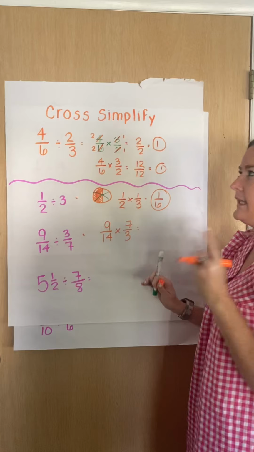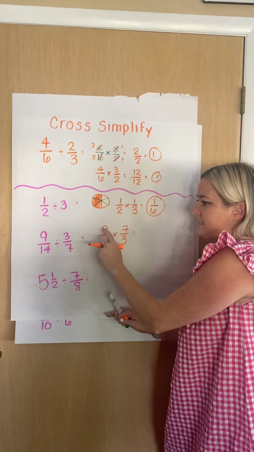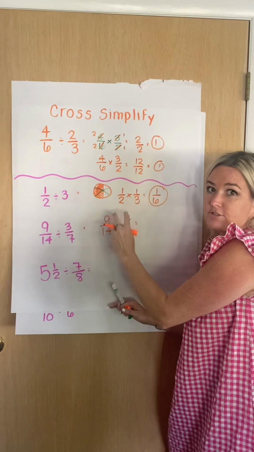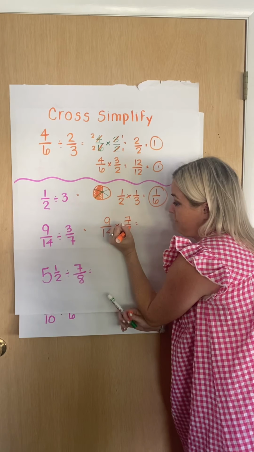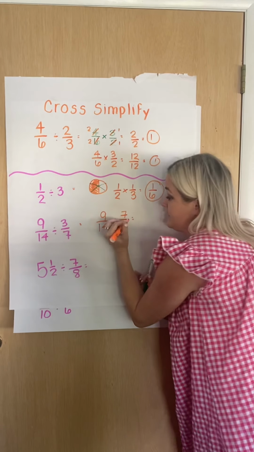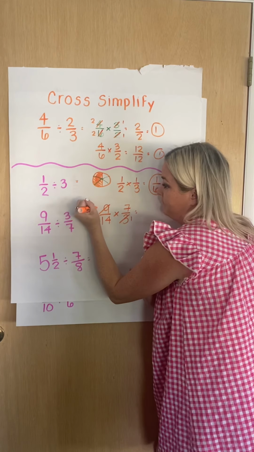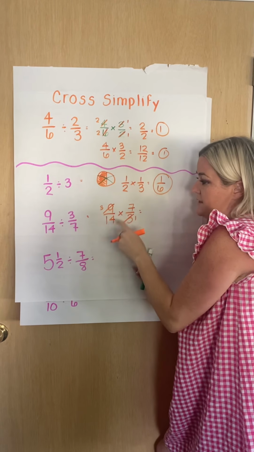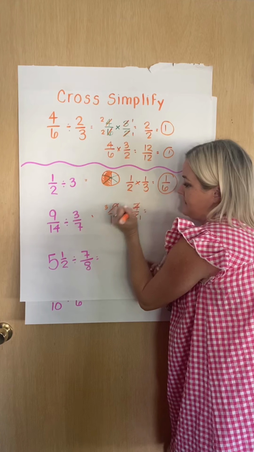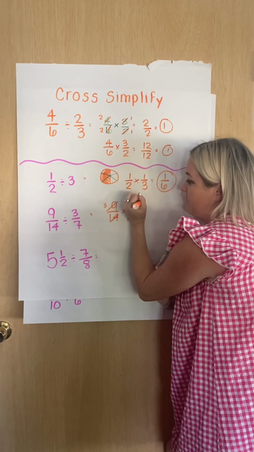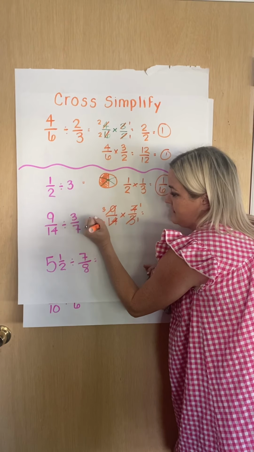For this one, let me try and cross-reduce. I have a 9 and a 3. Do they have any factors in common? I do. So the 3 goes into 3 once, and 3 goes into 9 3 times. Oh, and I can do it over here as well. 7 and 14, a factor that they share would be 7. 7 goes into 7 one time, and 7 goes into 14 twice.